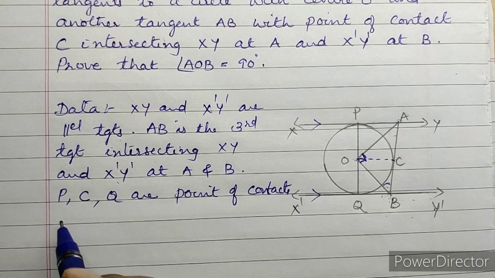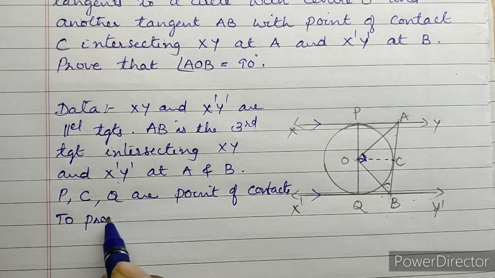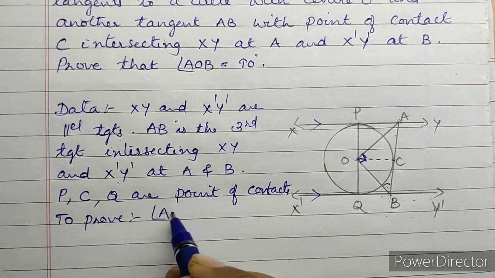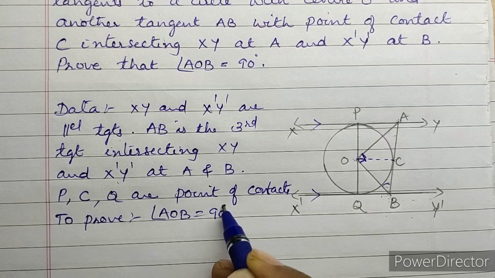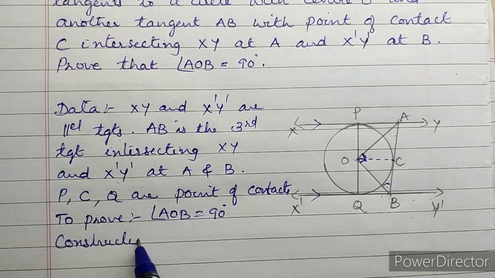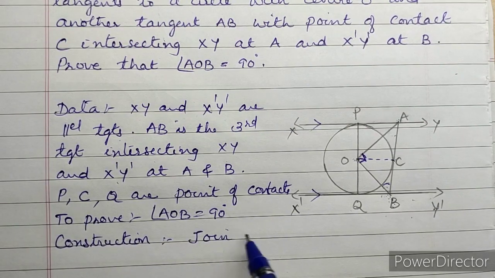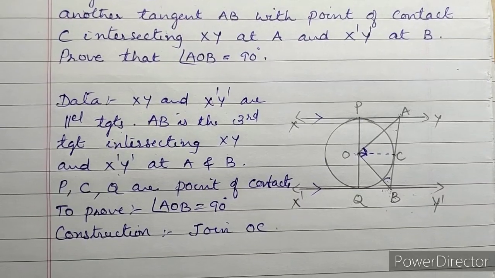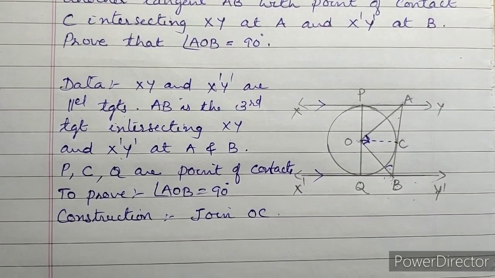Now next is the prove part. What you have to prove? You have to prove that angle AOB equals 90 degrees. Next, construction. What have you constructed there? You have joined the line OC. Join OC. Next is proof, statement, reason.